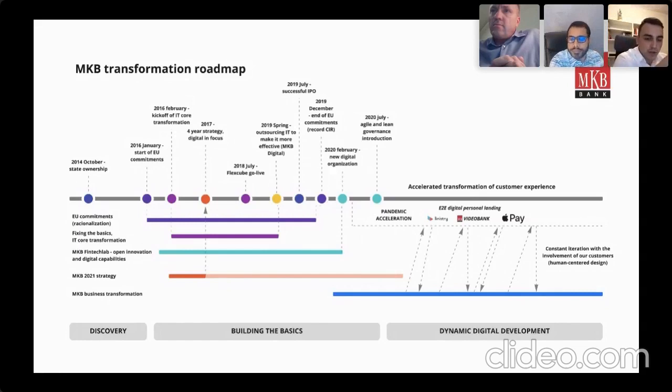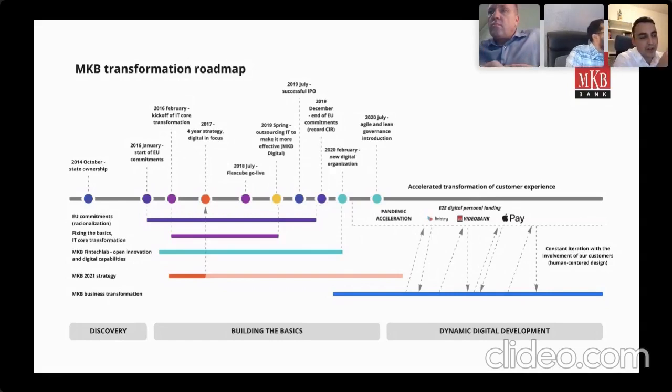And now in my short presentation, I would like to go to the second stage, because MKB managed to tick the first three tasks. So we had the IT core transformation with FLEXCUBE. We had the efficiency. We had a really good cost to income ratio, and we managed to build up those capabilities and partnerships through Fintech Lab. So what can we do?